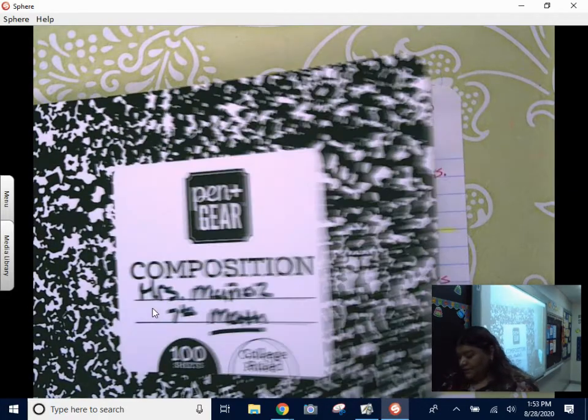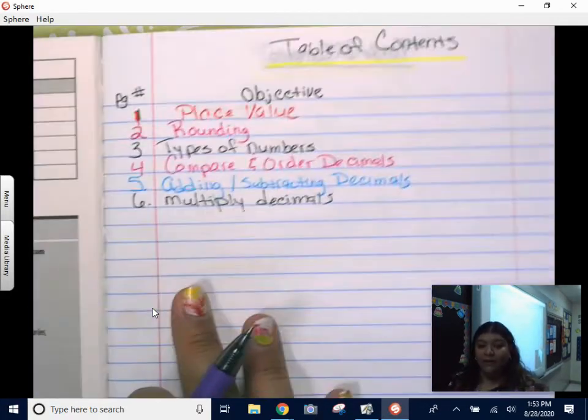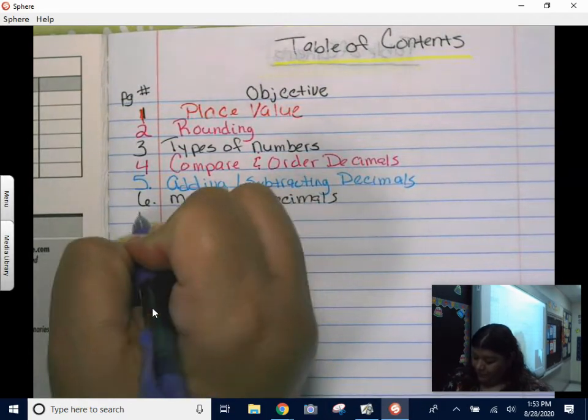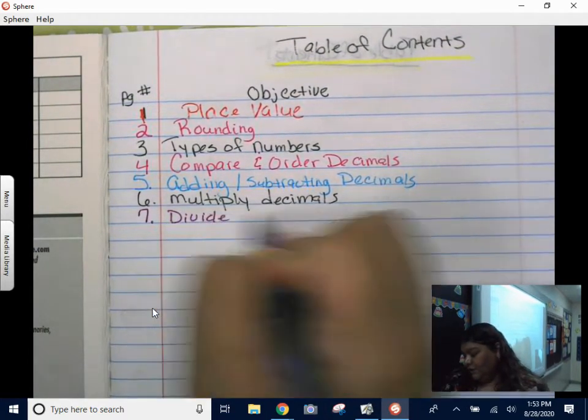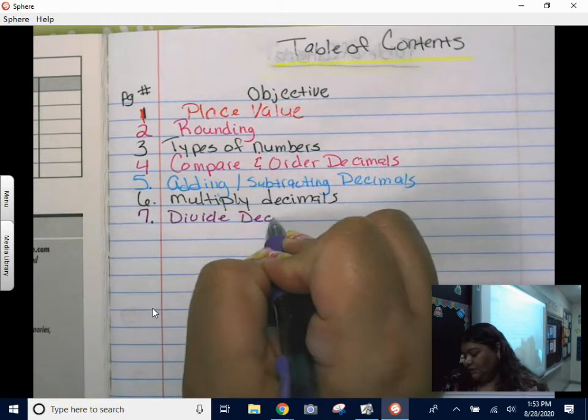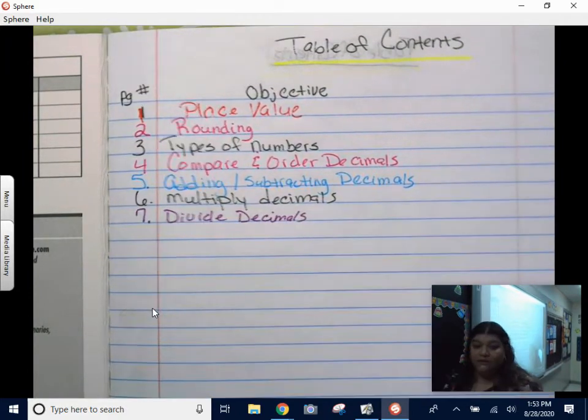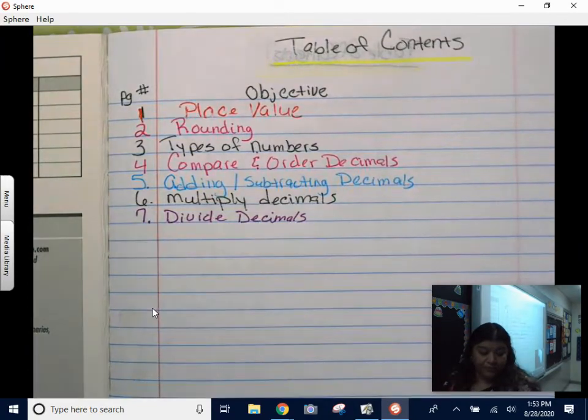All right, so let's go ahead and we are on page 7 now, and we're going to divide decimals. You're going to be able to divide decimals, okay?